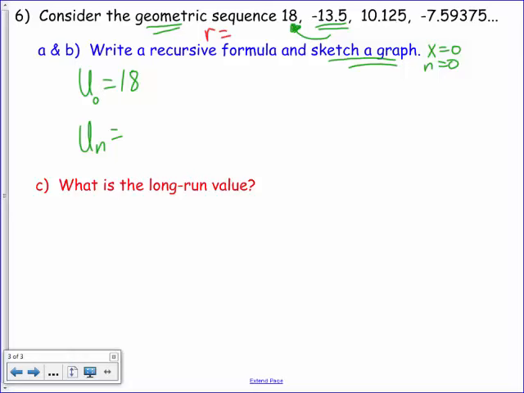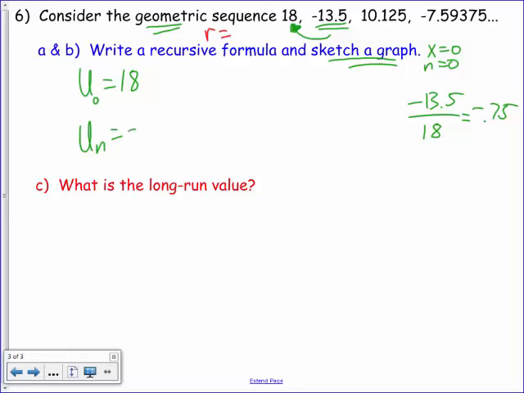Because then you'll know, remember, we're looking at 18 times what will give me negative 13.5. So we have to work backwards, so we divide. When I divide those two, negative 13.5 divided by 18, I believe I get negative 0.75. So it's a decimal that terminates, so I can use it.